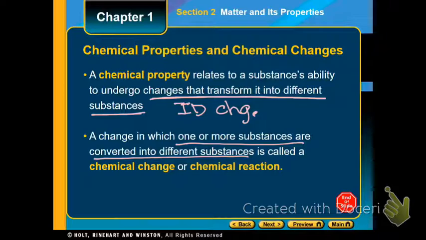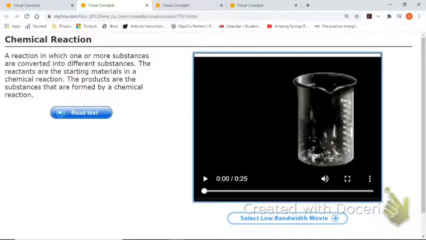Get those definitions. We're going to look at an example of a chemical reaction now, and we're going to see if you can pick out some things that are going on to say, oh, a chemical reaction is definitely taking place.